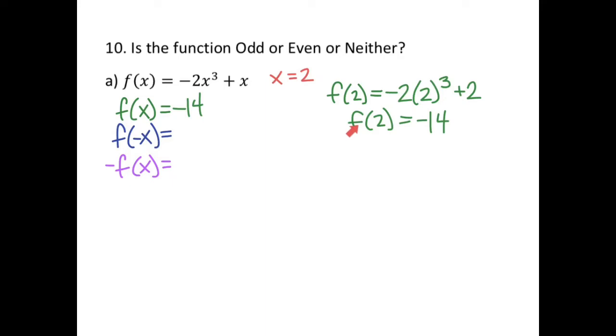Now that I calculated f of 2 to be negative 14, so f of x, because 2 is the x value I chose, f of x equals negative 14, I can actually jump down here to purple and quickly write down that, well, if f of x equals negative 14, then the opposite of f of x is positive 14, and that part is done. Now I will need to calculate f of the opposite of x, which will be negative 2.